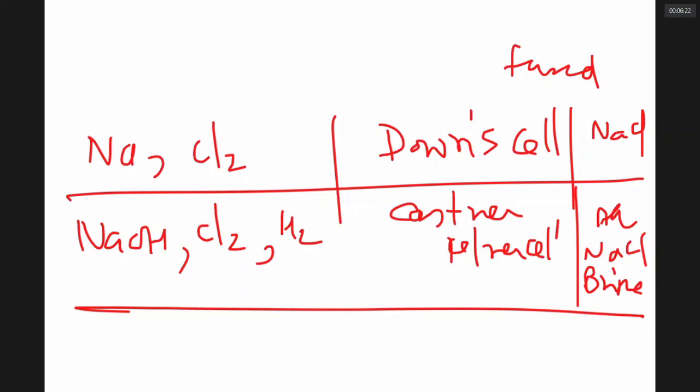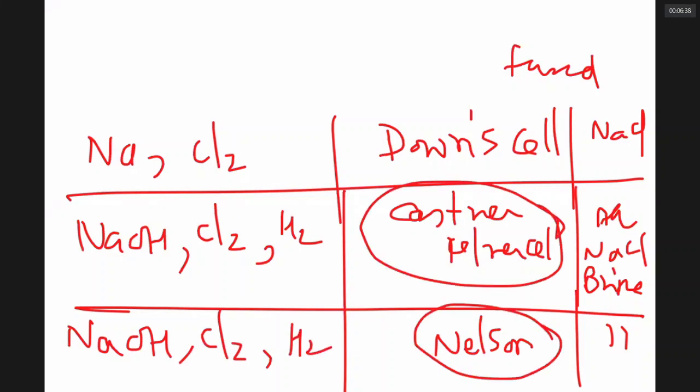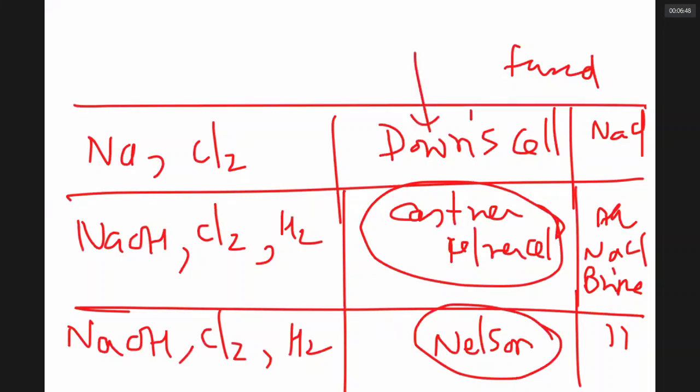You can have the Nelson cell, where you take aqueous NaCl, with the same products. But the design of the Castner-Kellner cell is different from the design of the Nelson cell. There are so many cells where you will be getting chlorine along with other products. Notice, the Downs cell is very expensive because you have to fuse NaCl. That's a big problem. Anyway, you get chlorine as one of the products. In the extraction of magnesium from MgCl2, and in many other cases, chlorine is a byproduct.